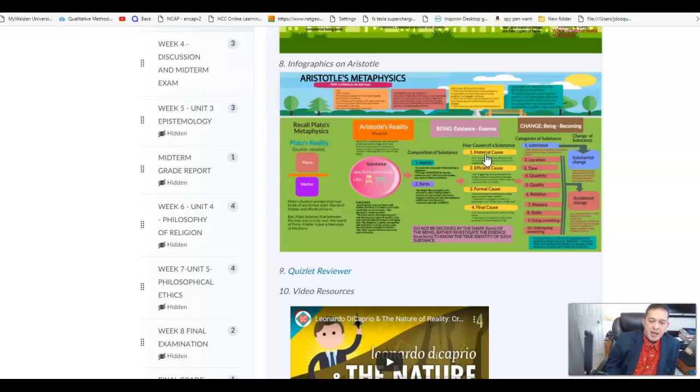Now, what about accidental change? Can I change the color of this paper? Of course, yes. I can dip this in paint. It will become blue. Now, the quality has changed. If I move this paper from this place to this place, there is a change in location. If I add more paper, then it added what? The quantity. Okay? Now, that is how you would understand the categories of a substance.